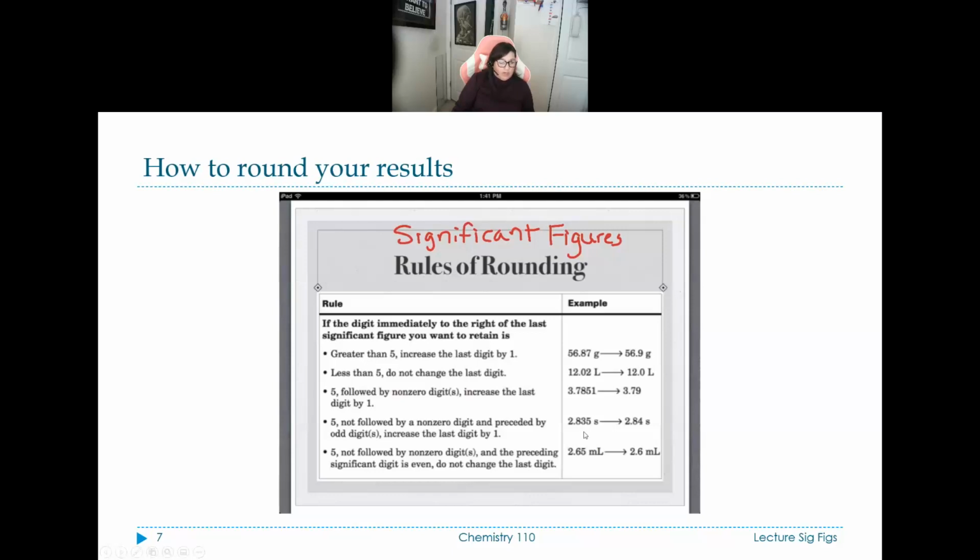If, on the other hand, we're talking about a situation where we have 2.65, okay, and we're going to round this, since there's nothing after the 5, I have to look at the 5. What's the number before it? That number is even. I'm going to round down to 2.6. Now, why do we do that?